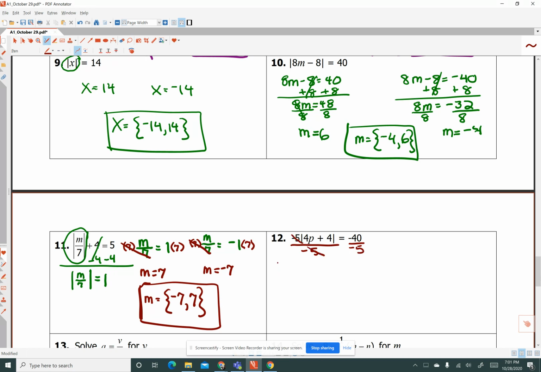Now we have the absolute value of 4p plus 4 equals positive 8. A negative divided by negative is a positive. So now we make two cases. 4p plus 4 equals 8, and 4p plus 4 equals negative 8. We'll subtract 4 from both sides of the equation.